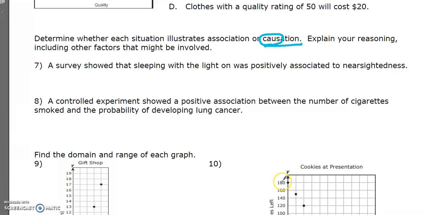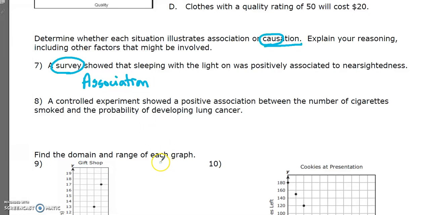It is just saying that they've done a survey, first of all. It's just a survey. And they've noticed that there might be this positive correlation. But it doesn't say that it definitely is happening. It's not a causation. So I'm going to say this is an association.